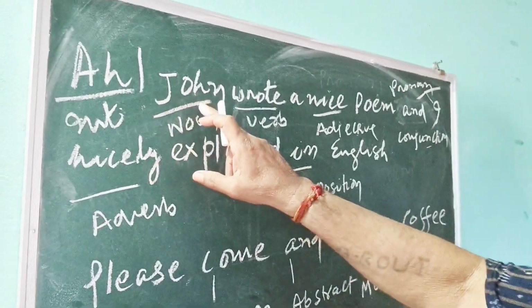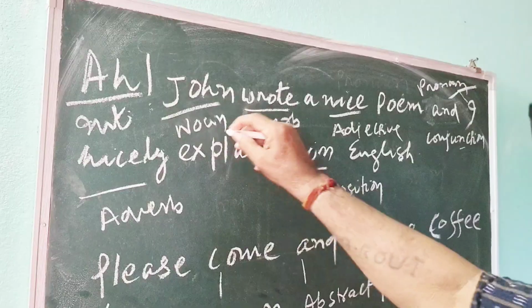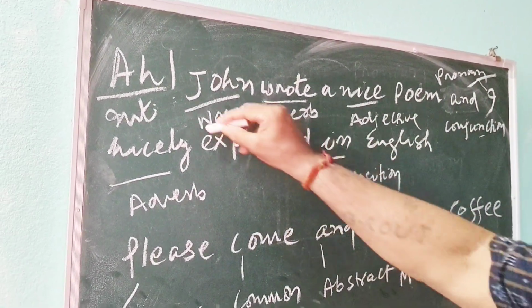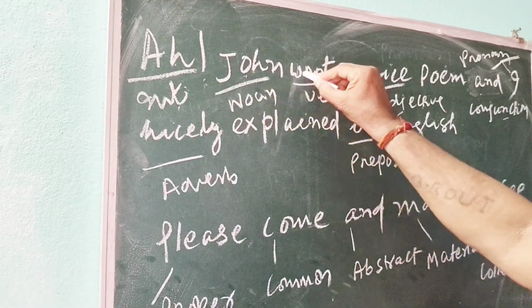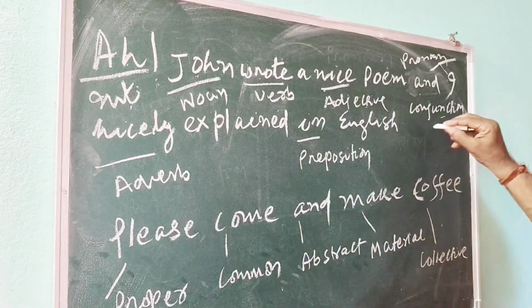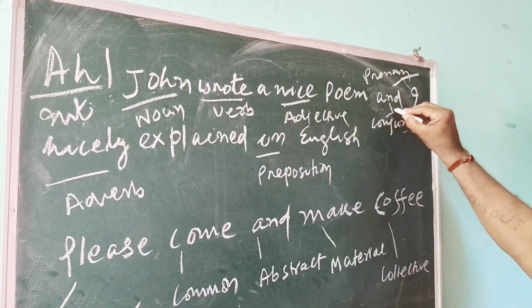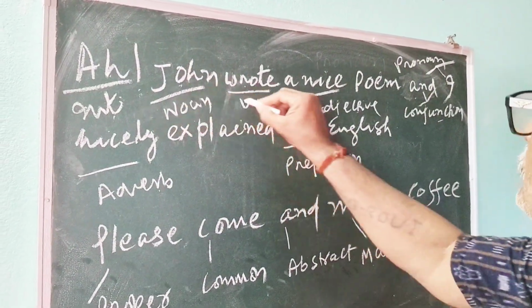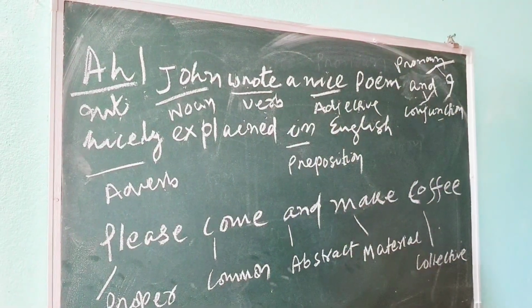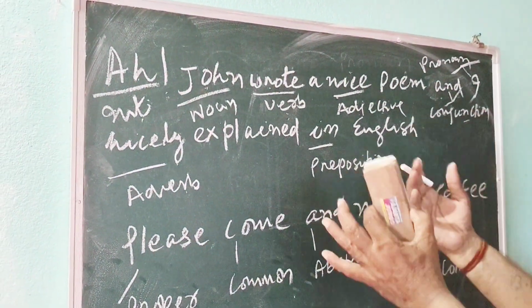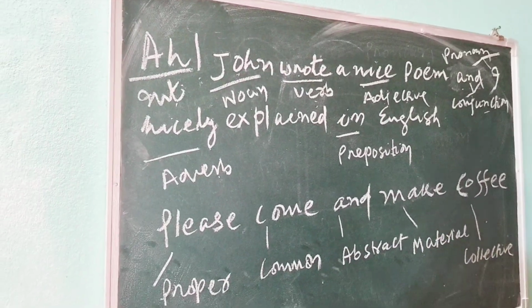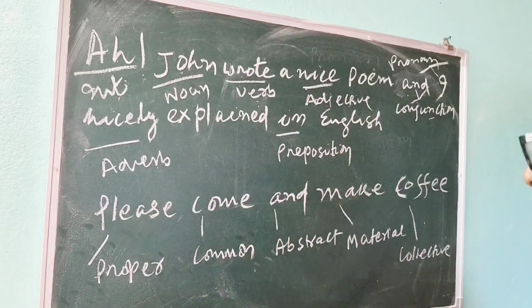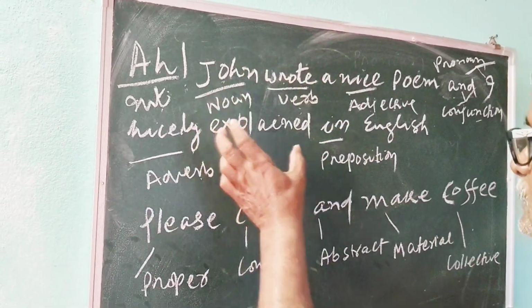John! John wrote a nice poem, and I nicely explained in English. Interjection, John noun, wrote verb, nice adjective, I pronoun, and conjunction, nicely adverb, in preposition: 1, 2, 3, 4, 5, 6, 7, 8. So apart from that acronym poem in which there are eight parts of speech, I have also framed one sentence in which there are eight parts of speech. Write it down. Then the first one is a noun, then pronoun, etc.